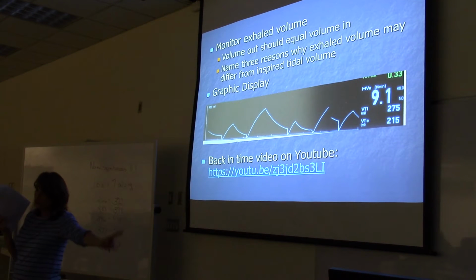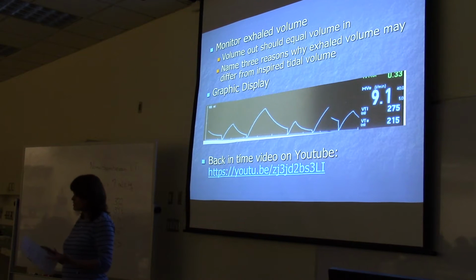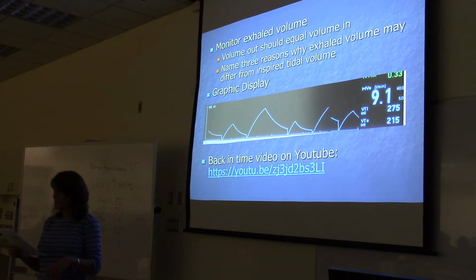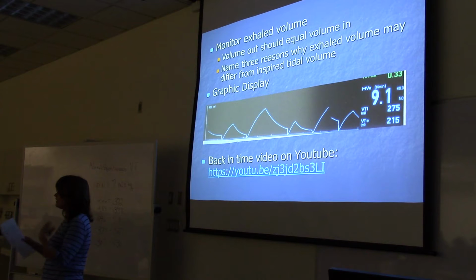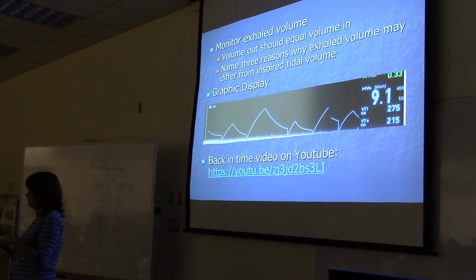And some of it will go out the chest tube. So that's your bronchopleural fistula. All right, so 1, 2, 3, 4 reasons why you're not getting your volume back. Now you could be getting back more volume than you put in. I'll give you 2 reasons for that.